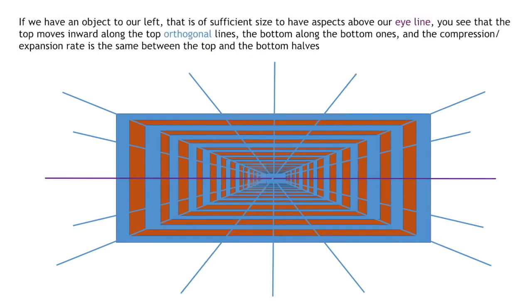If we have an object now to our left that is of sufficient size to have aspects above our eye line, you can see that the top moves inward toward the top orthogonal lines and the bottom along the bottom ones. And the compression expansion rate is the same between the top and the bottom half. So we're going to keep this all to the left of our eye line, or excuse me, all to the left of the vertical orthogonal line. And you will see that it will always remain there. It will always maintain itself to the left of that side.